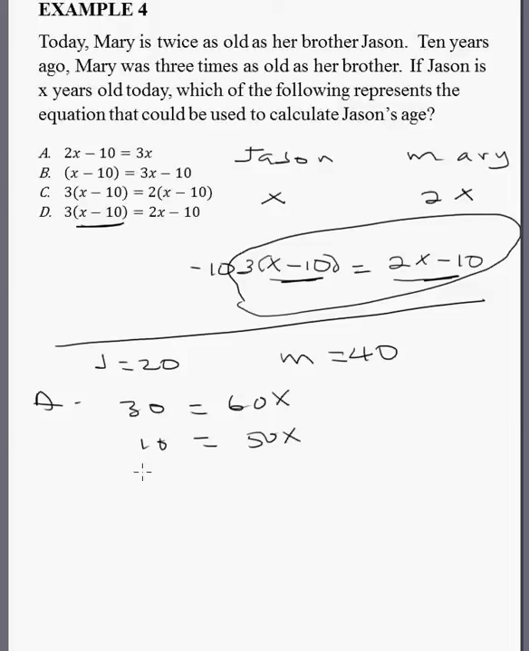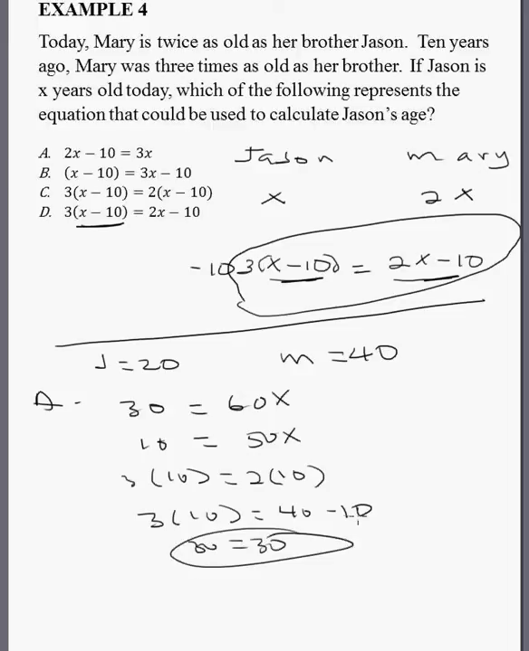Let's try C. C will give me 3 times 10 is equal to 2 times also 10. See, so 30 is not equal to 20. So now let's try D. When x is equal to 20, I have 3 times 10 is equal to 2 times 20 is equal to 40 minus 10. This is 30 is equal to 30. So the only equation that will support the given value of x is that one. So remember, when x is 20, you should satisfy both equations. And that is why D is still the answer choice.